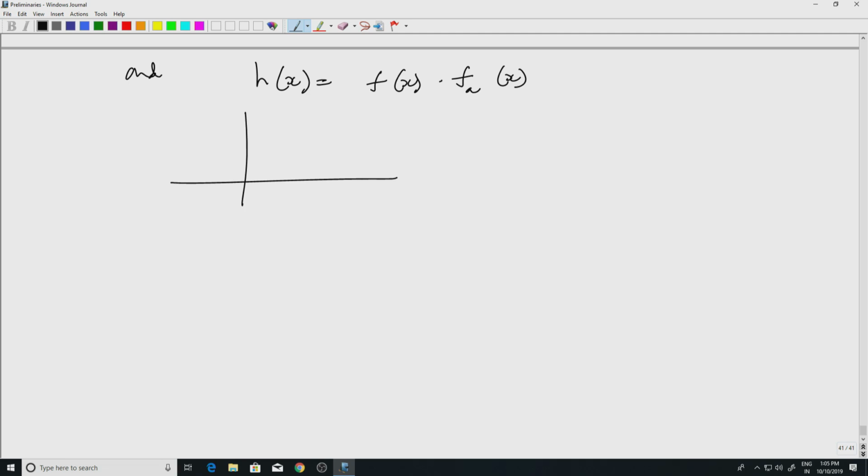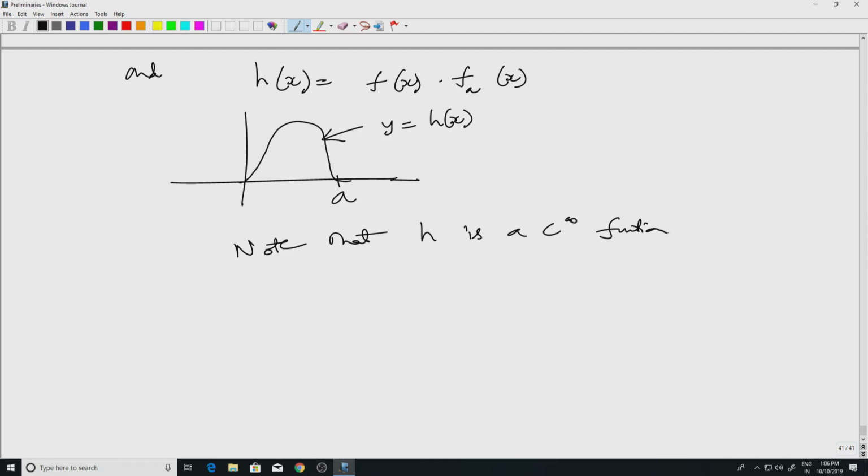So the graph of h will look like this: if x is less than 0, f of x is identically 0. If x is greater than a, f of a minus x is identically 0. But in between 0 and a, both of these functions are non-zero. So this will look something like this, y equal to h of x. And we have our C infinity function with compact support. Note that h is a C infinity function on R, and in fact we can exactly say what its support is: the closed interval 0 to a.